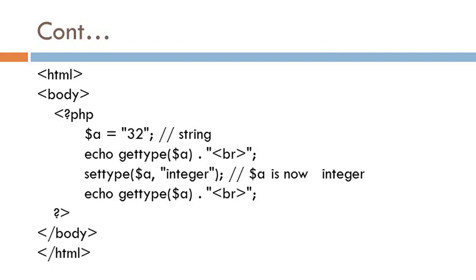Now the script is completed, and then the body tag and HTML tag are closed. The output of this code is first string is printed and then integer, because at first the data type of variable a is string. So here string is printed, and after that, after using the settype function, the data type of $a is changed to integer. So integer is printed.